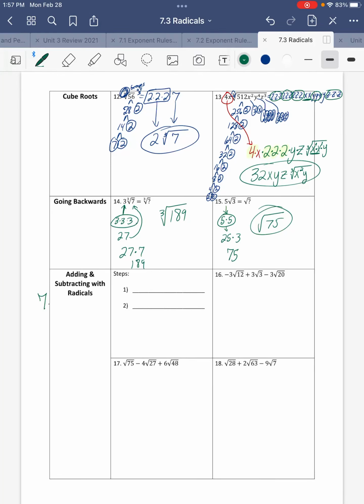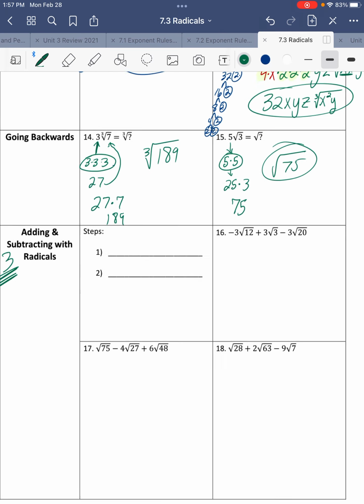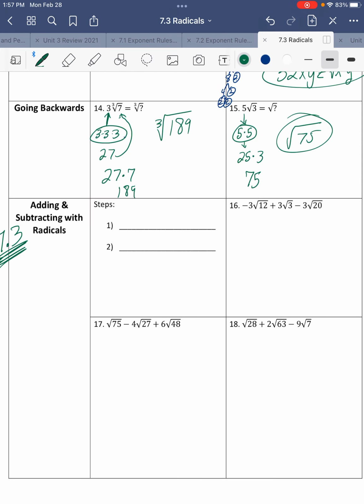All right, we are continuing with 7.3. Today we're doing adding and subtracting radicals. So step 1 is to simplify each radical, so each radical term.